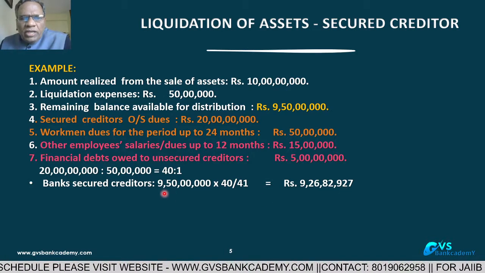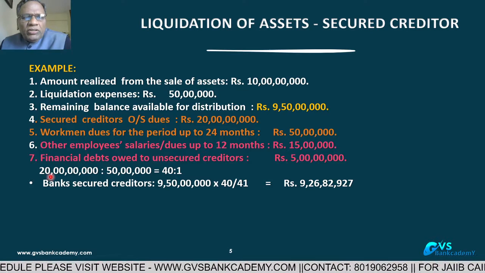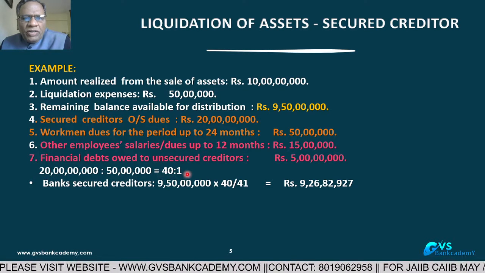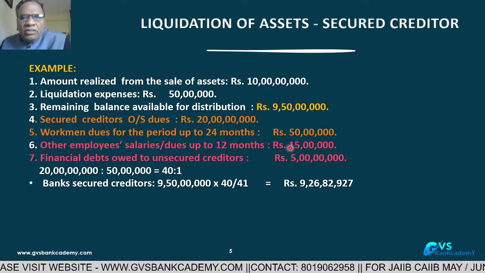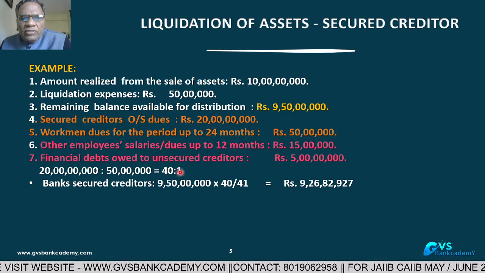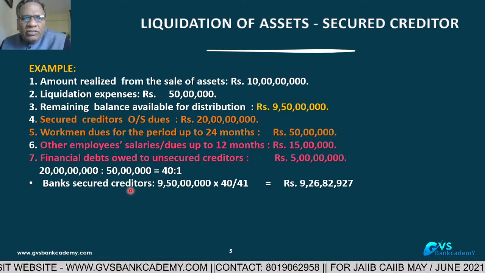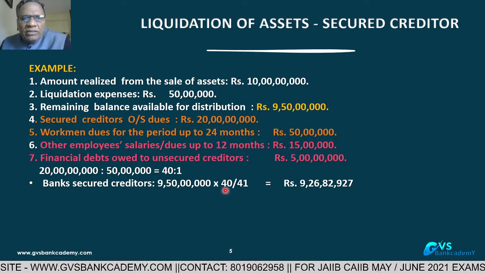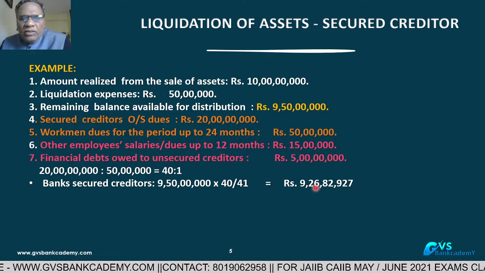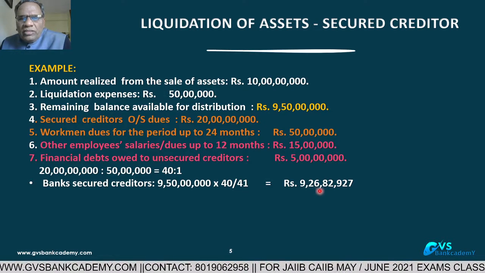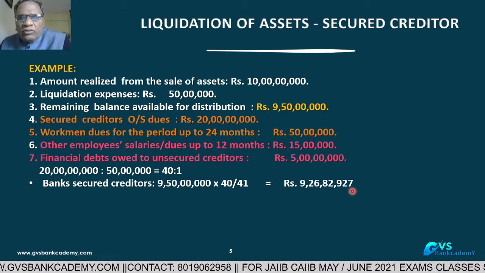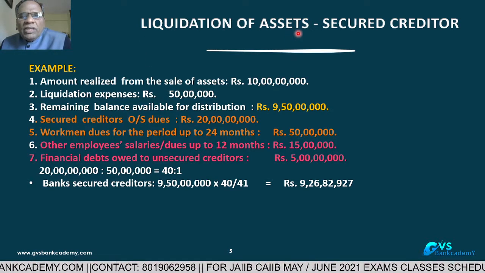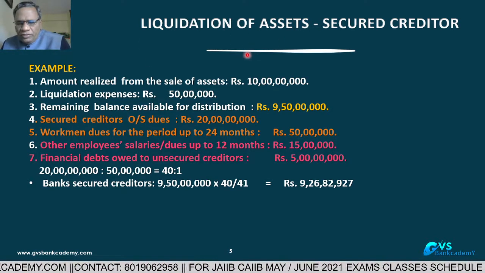How are we going to calculate? 20 crores is the secured creditors, worker dues 50 lakhs. Then we calculated the ratio 40 is to 1. Then this 9 crores 50 lakhs we are sharing in this ratio. The amount that will go to the bank secured creditors is 9 crore 50 lakhs into 40 divided by 41. So 9 crore 26 lakhs 82,927 is what secured creditors will get under this waterfall mechanism in the liquidation of assets.